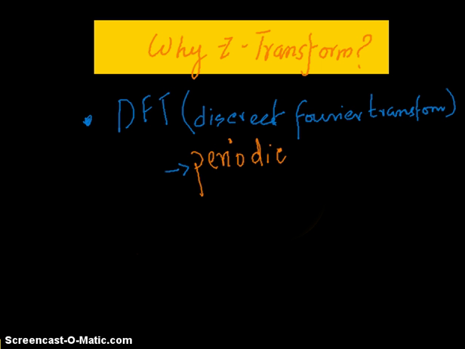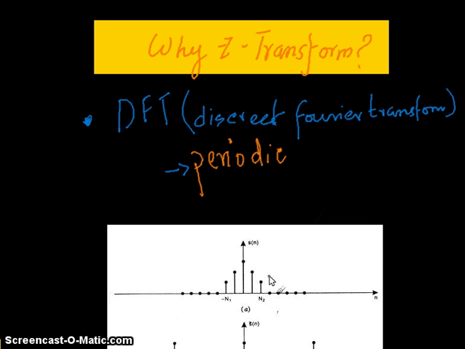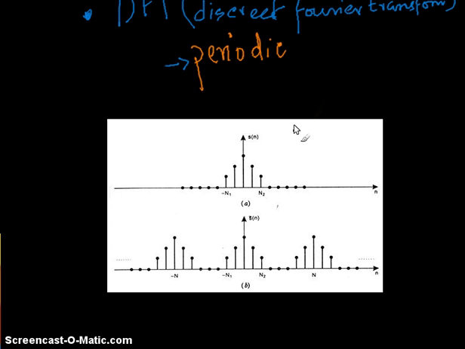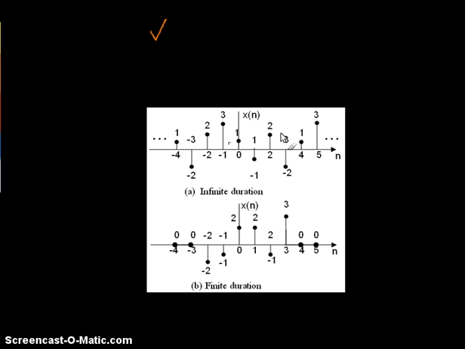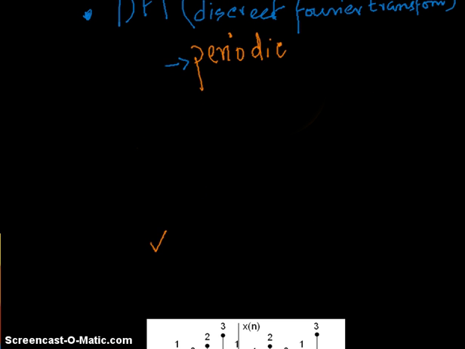Let me show you a signal. This is a periodic signal, and here you can use the Fourier transform. But look at this other signal. This is a very aperiodic signal, with no uniformity. It doesn't repeat itself, so we cannot use the discrete Fourier transform here. This is where we move on to Z transform.